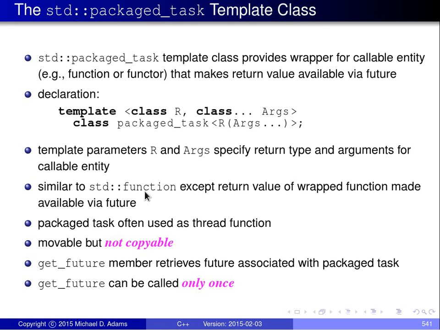The package task template class, the objects of this class are movable but not copyable. And there's a member function called getFuture, which is provided by the package task template class. And this provides access to, or allows you to retrieve, the future that's associated with the package task. Because when the package task invokes whatever function is associated with it, it makes the result available via a future. There has to be a way to get access to that future object so that the result that was produced by the function invoked by the package task can be accessed. And the getFuture member function can only be called once. It can't be called multiple times.